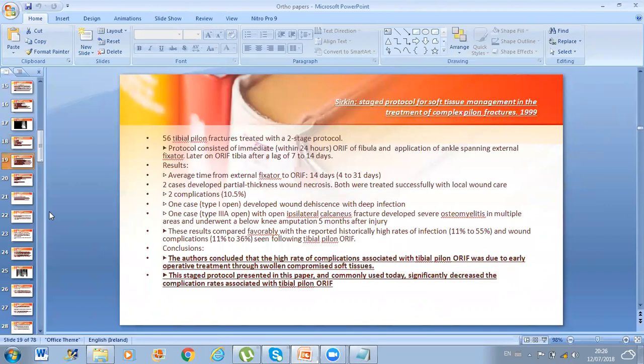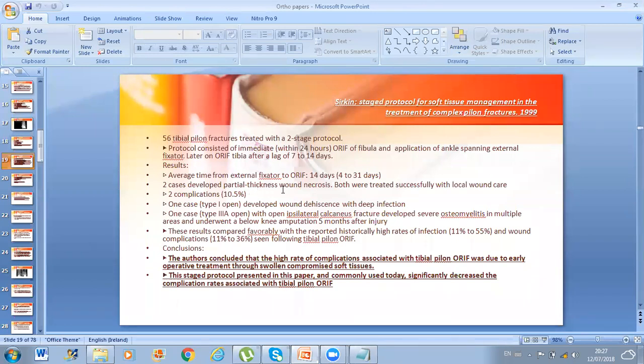This is the article of Sirkin. This is the article which showed staged protocol for soft tissue management in the treatment of complex pilon fracture, 1999. Since then, these 4 principles have been part of fixation, part of the plan of management of pilon fractures. Look at this. He said that the protocol consists of immediate, within 24 hours, ORIF of fibula and application of spanning external fixator. Later on, ORIF of tibia after a lag of 4 to 14 days. Average time for external fixator, 14 days.